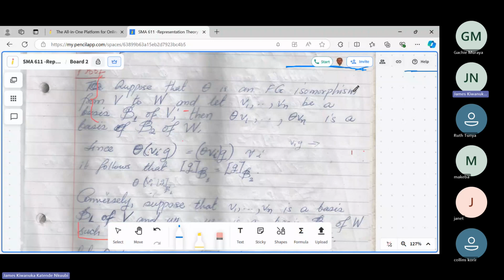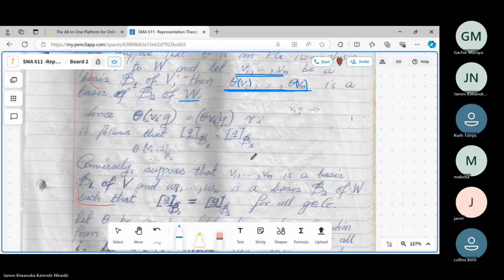Suppose that theta is an FG isomorphism from V to W, and we set up a basis for V. So you can now show that theta of V1 up to Vn is a basis of W. Remember, this is what I was telling you to use. Set up a basis. Since it's an isomorphism, the images of the basis elements of V form a basis for W. So to get a basis for W, you just need to find the images of all these basis vectors of V. So now you have a basis for W, you also have a basis for V.